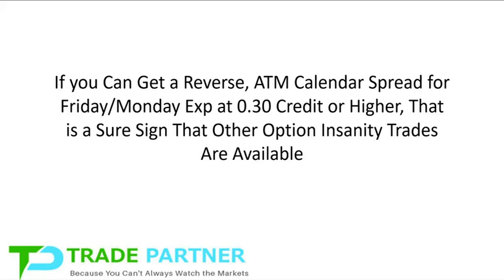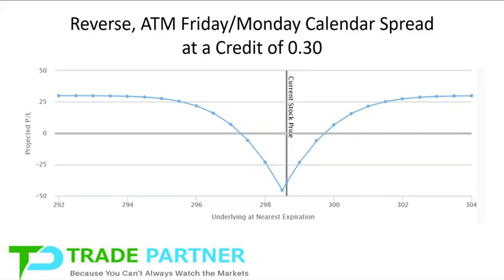Instead of being a 15-cent difference between the at-the-money calls, you have a 30-cent difference between the at-the-money calls. That's a sign that the other option insanity trades are available. This is what the reverse ATM Friday Monday calendar spread at a credit of 30 looks like. The maximum loss is about 50 bucks, and you'll make $30 if the market tanks, or you'll make $30 if the market skyrockets to the upside.